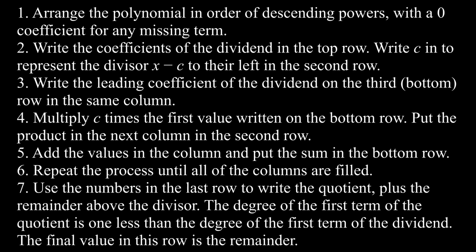Then we multiply c times the first value written in that bottom row. That is c times that leading coefficient, and put that product in the next column in the second row, where you add the values in the column and put them in the bottom row. Then you repeat this until all of the columns are filled, and use the numbers in that last row to write the quotient, where you're including the remainder above the divisor. The degree of the first term of the quotient is 1 less than the degree of the first term of the dividend as we start, and the final value in the row is the value corresponding to the remainder.